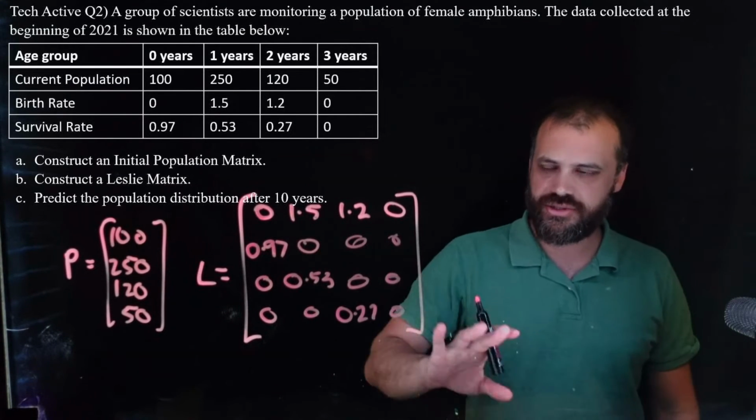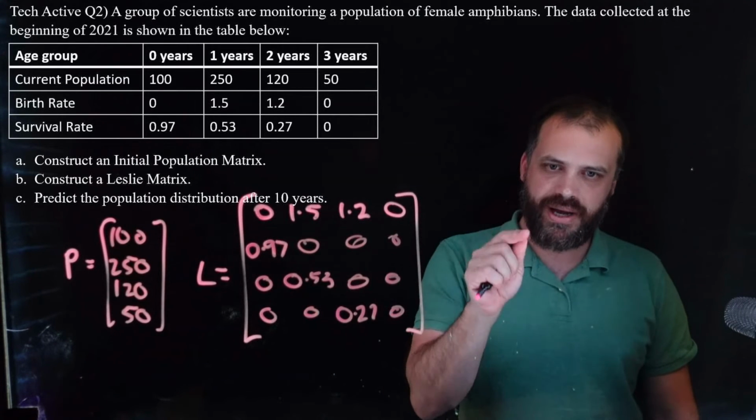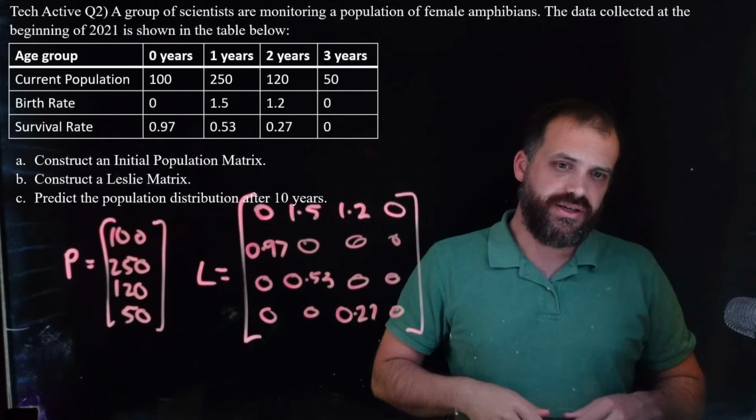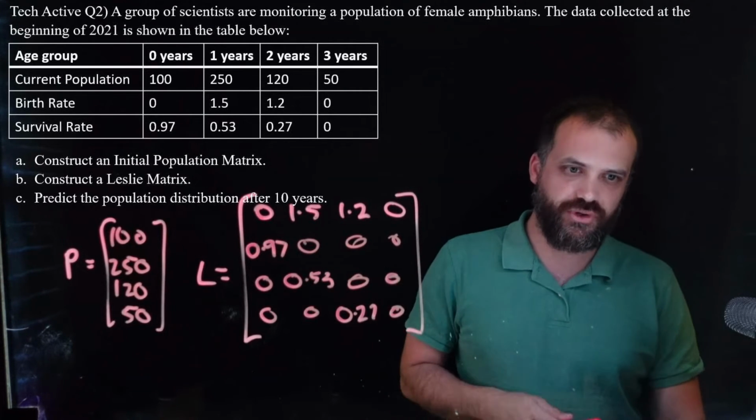Done. Okay, so part A, part B, part C, predict the population distribution after 10 years. Now you should write all of this down, so I'll just write the shorthand version of this.